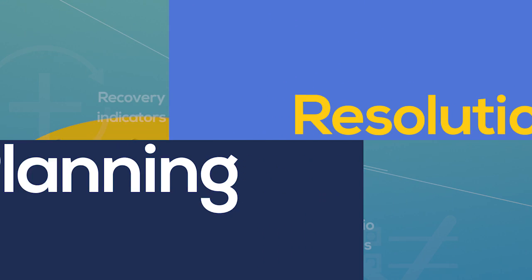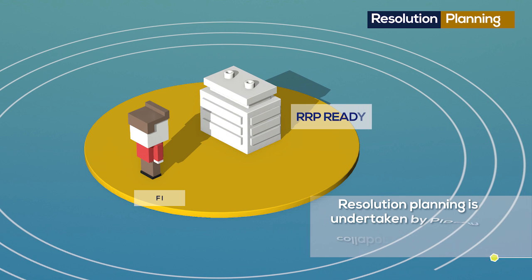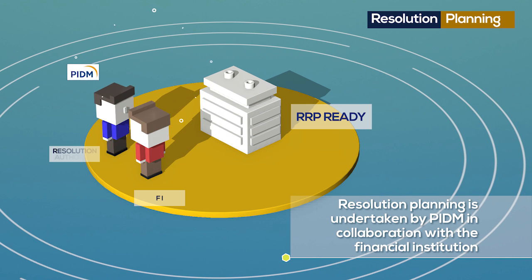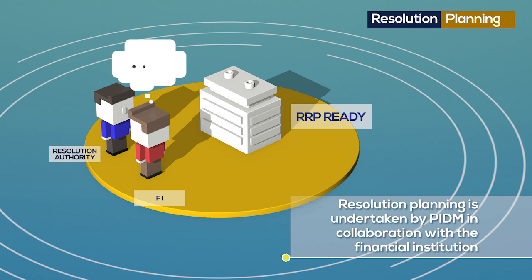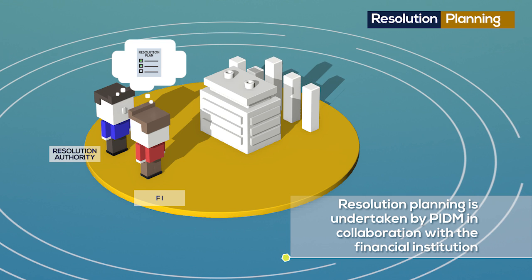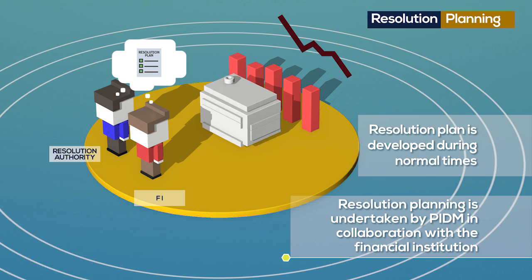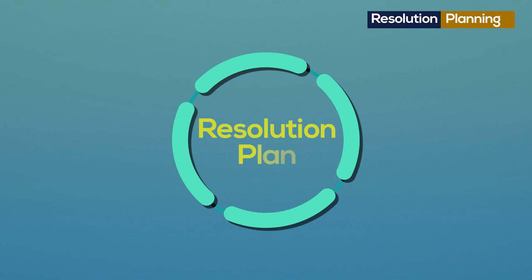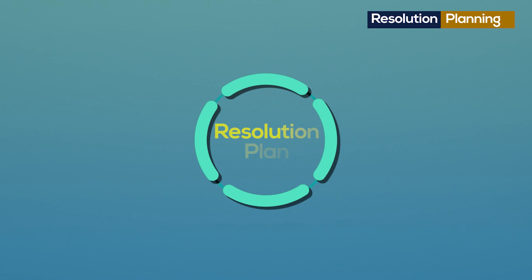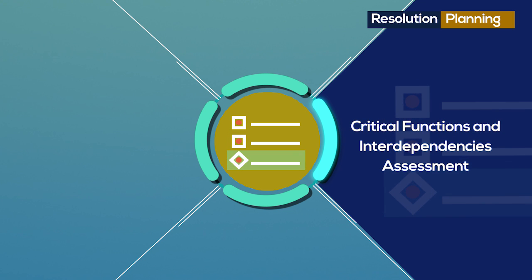The second component of RRP is resolution planning. Resolution planning is undertaken by PIDM in collaboration with the FI to develop a customized resolution plan for each FI. The plan is developed during normal times to cater for the situation where the FI is no longer viable. The key elements of resolution planning process include assessing the criticality of the functions performed by the FIs and its interdependencies that may have an impact to the financial system.